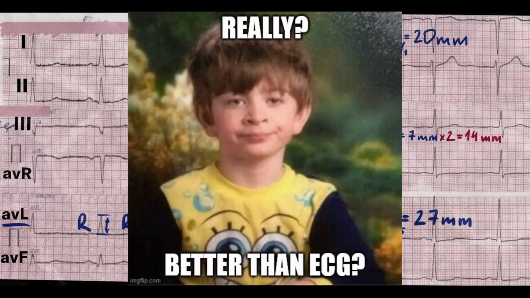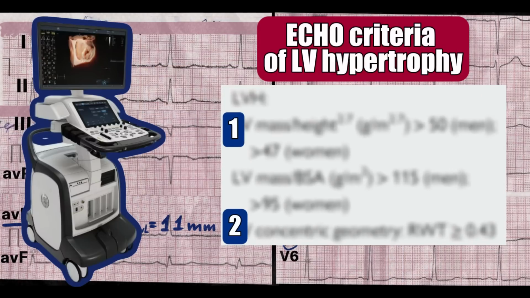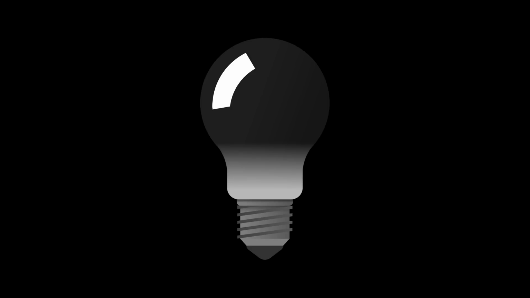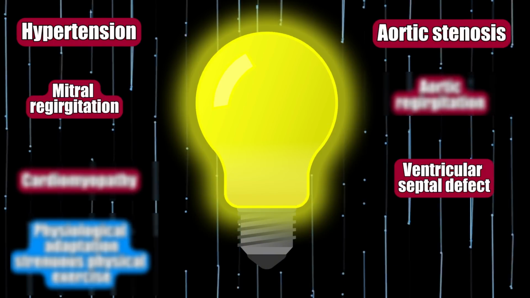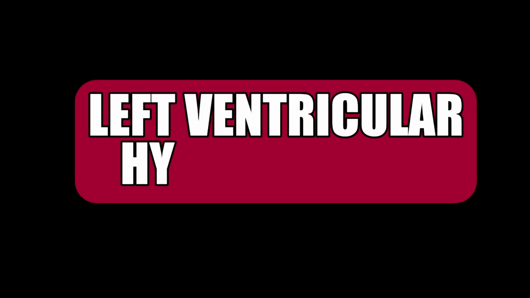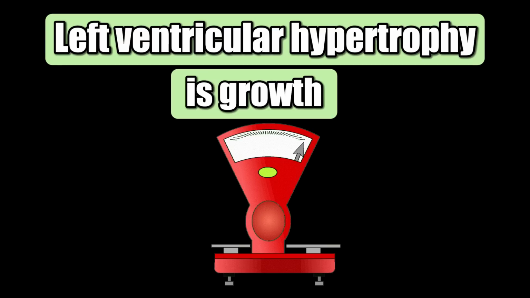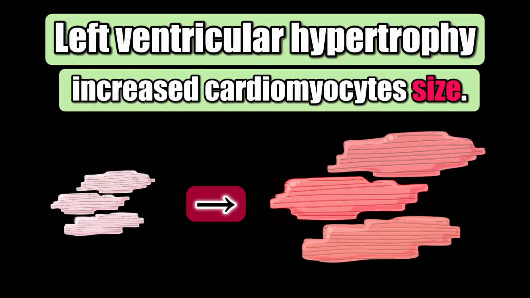I know it's hard to believe that something can be better than ECG, especially if you love ECG as I do. But yes, for hypertrophy, something is better. So, by the end of this video, you will know all about reasons of left ventricular hypertrophy and diagnostic criteria in those patients. But first of all, what is a left ventricular hypertrophy in general? The left ventricular hypertrophy is a growth of left ventricular mass caused by increased cardiomyocyte size.